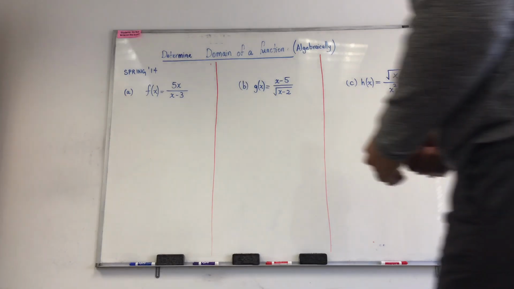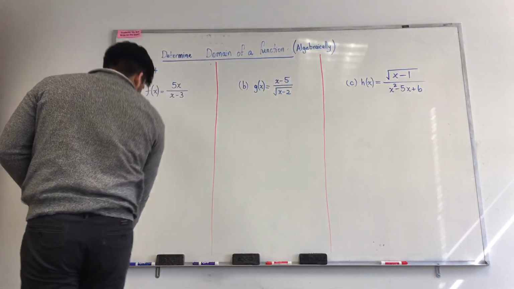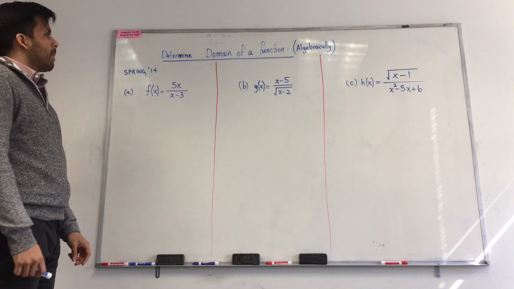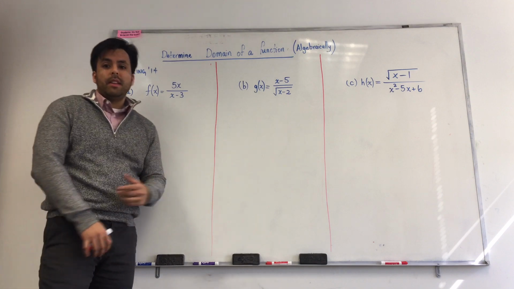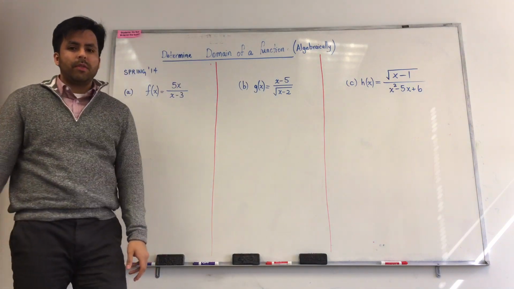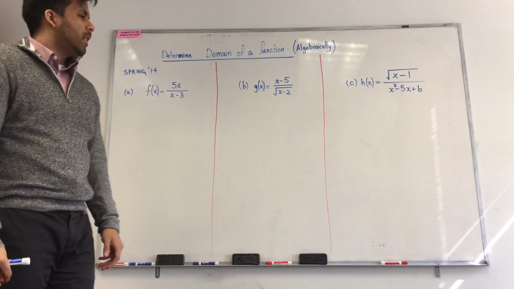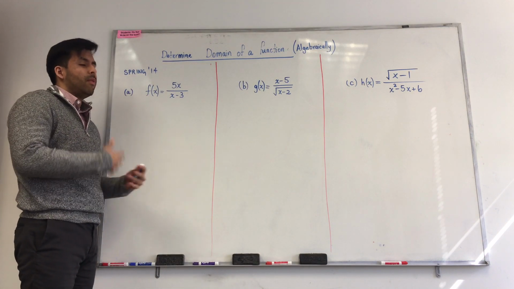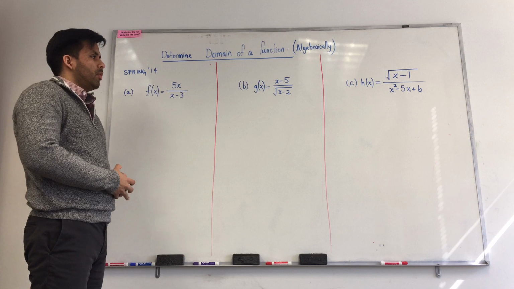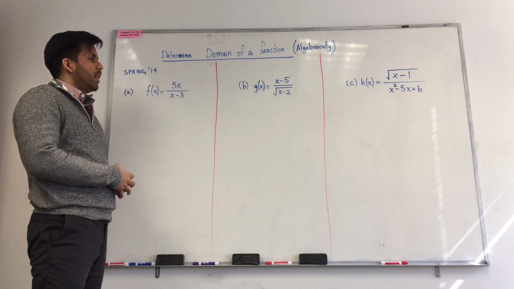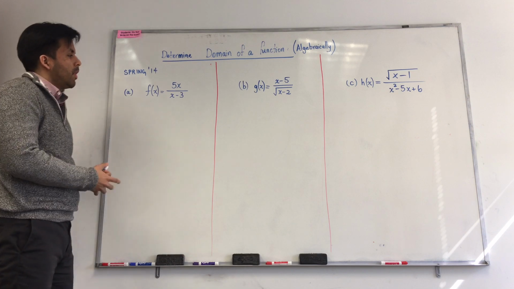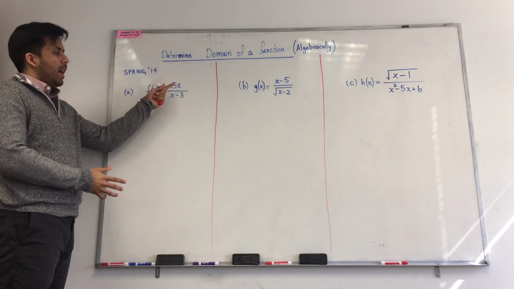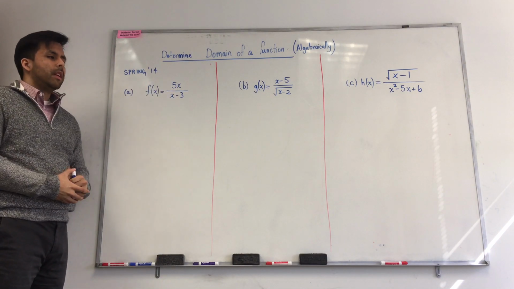So here we have some functions from a previous final exam, and we want to figure out how to determine the domain of each of these functions. And sometimes it can be a little complicated as to see how we should approach finding the domain of a function, right? So first, we want to look at the first function that we have here, f of x, and we say that we have 5x over x minus 3.